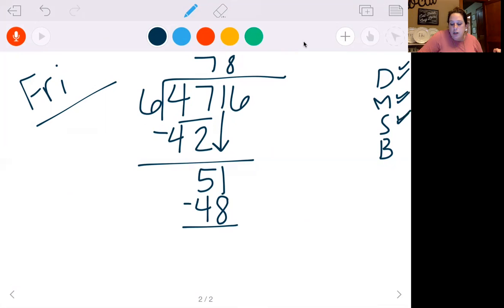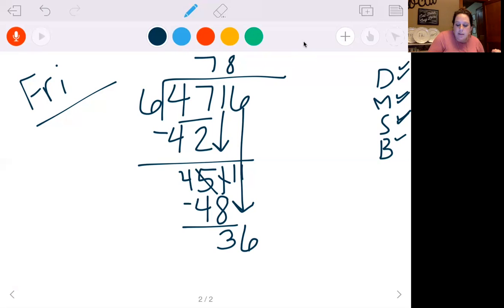Now I'm with my subtracting. So let's borrow, make that a 4, make that an 11. 8, 9, 10, 11 is 3. Now I'm going to bring down my 6. This one should be a pretty easy one for you to think of. 6 times what gives me 36? It gives me 6. So then I'm going to multiply. 6 times 6 is 36. Subtract that, I get 0. There's nothing left to bring down and there's no remainder, so my answer is 786.